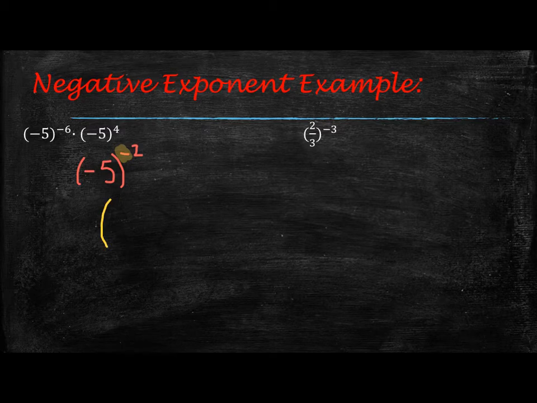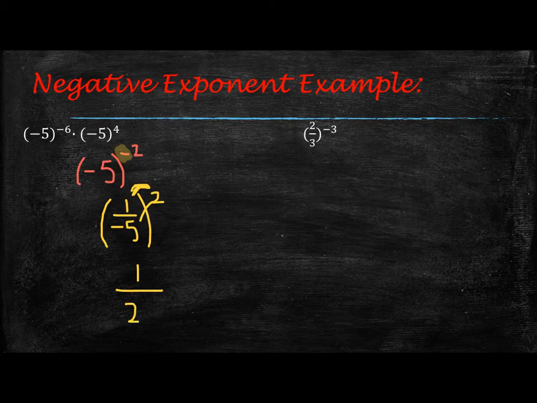So now it's going to be 1 over negative 5, and then we're going to raise it to the positive 2. Now 1 to the second will just stay 1. But then if I take negative 5 to the second power, that's negative 5 times negative 5, that's going to give you 25. So simplified, it would be 1 over 25.